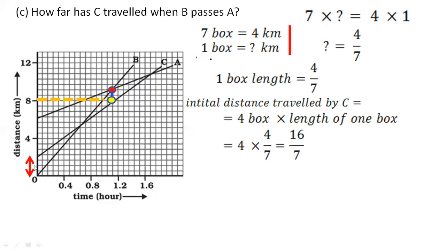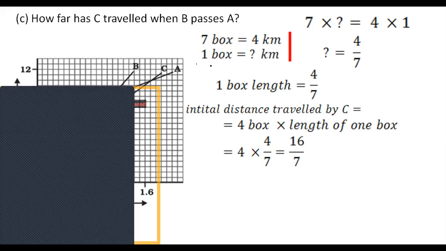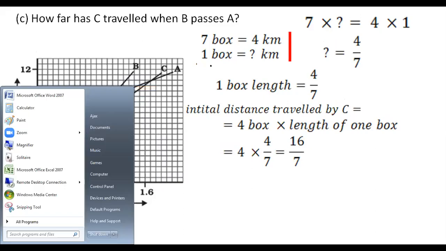So that is the initial distance covered. Give me a response in the chat box. Have you understood how we have calculated the initial distance which was covered by C? Because we were interested in that, and we have calculated that one.